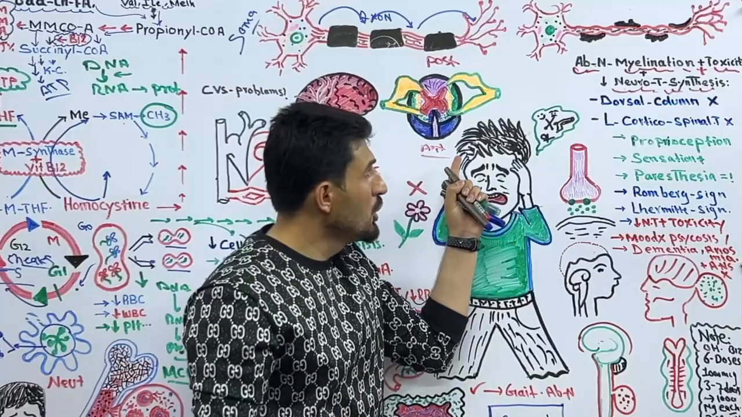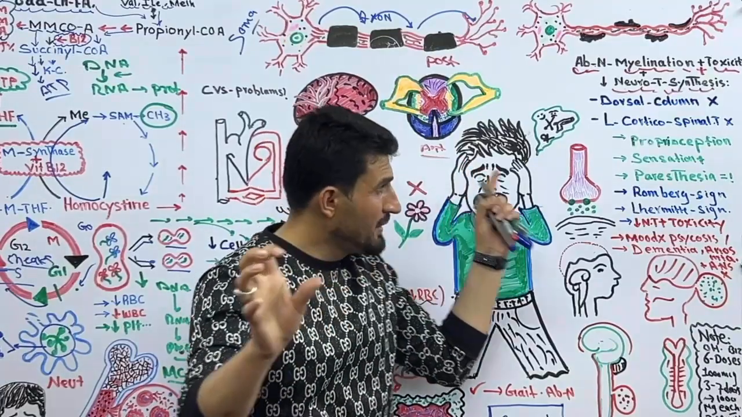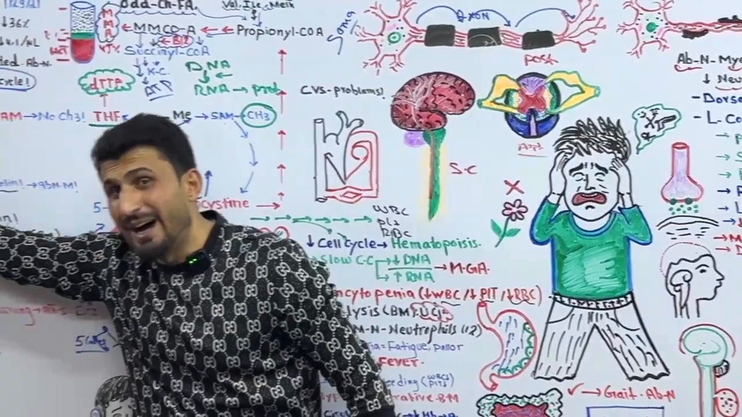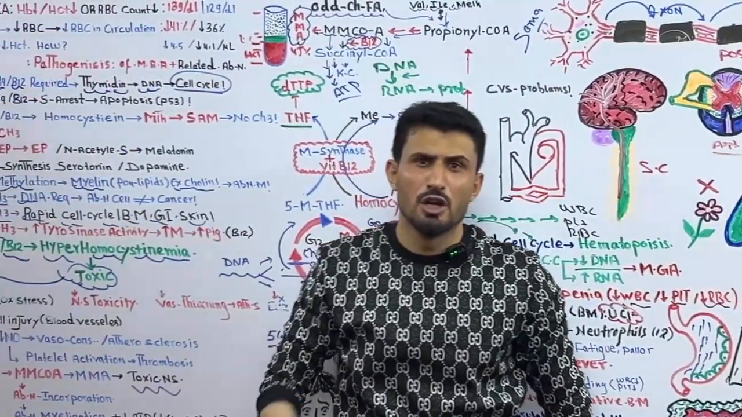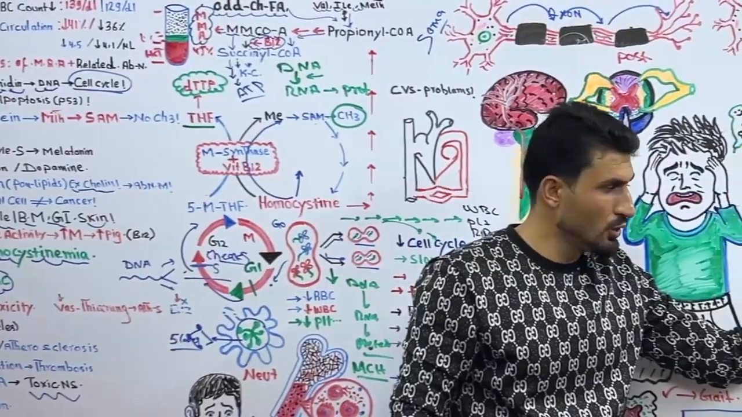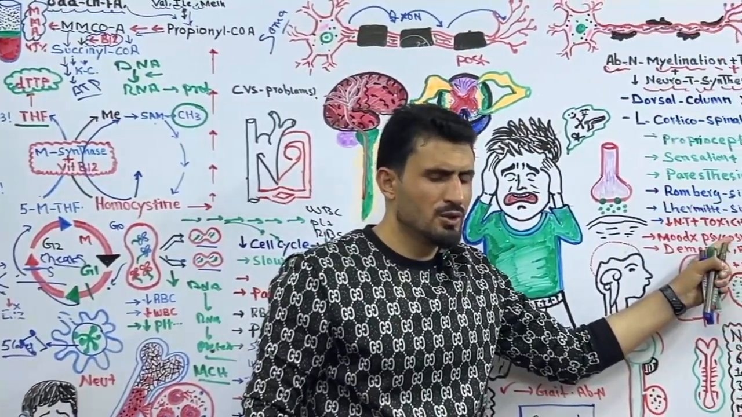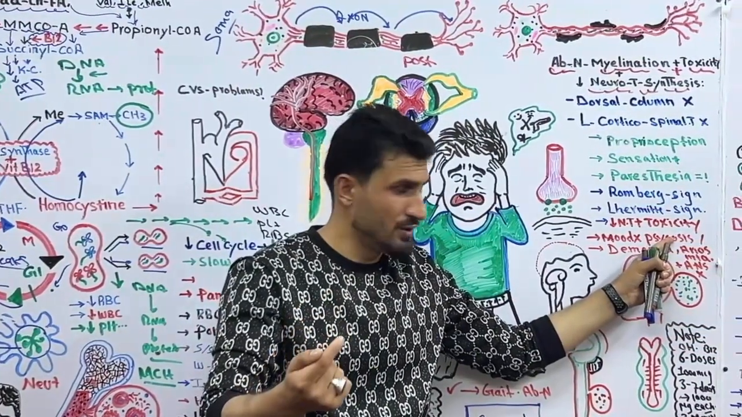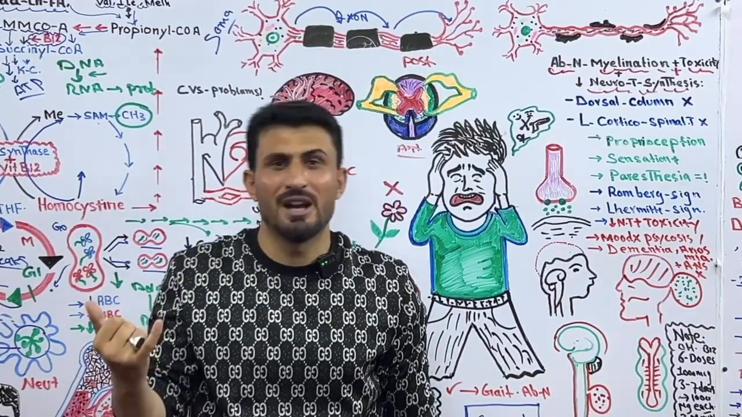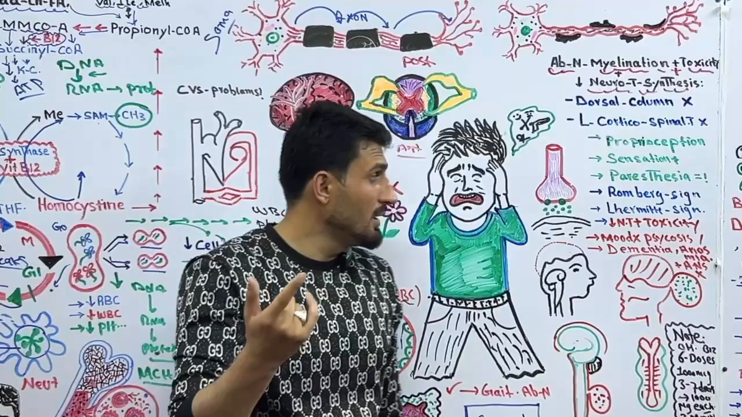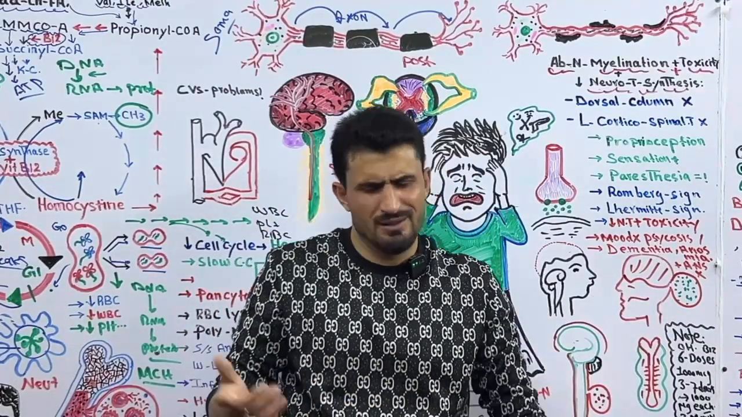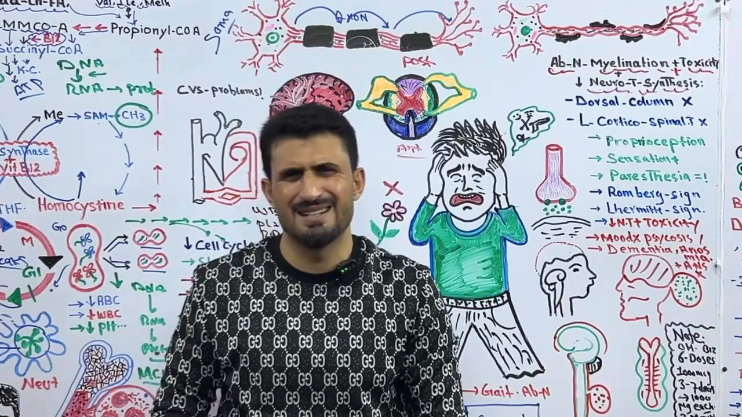Plus, if we don't have enough methyl group, we cannot make enough neurotransmitters. So due to lack of enough neurotransmitters, the patient will develop mood disorders, the patient will have depression, the patient will develop dementia, the patient will develop psychosis. Psychosis, for example, hallucination, delusion.